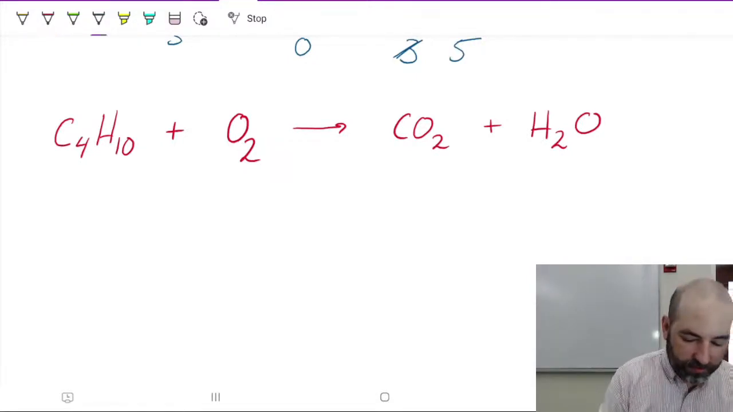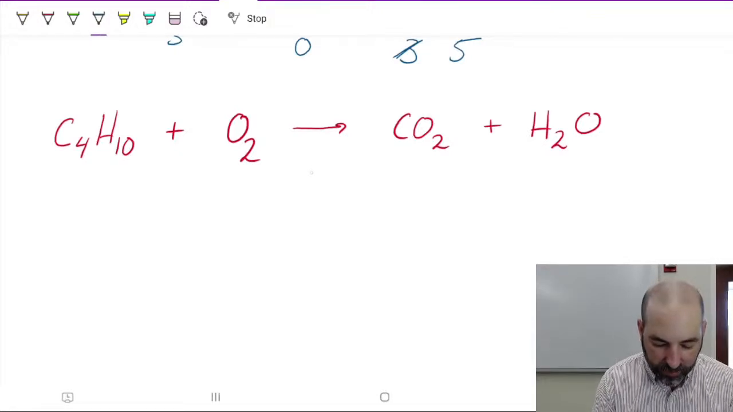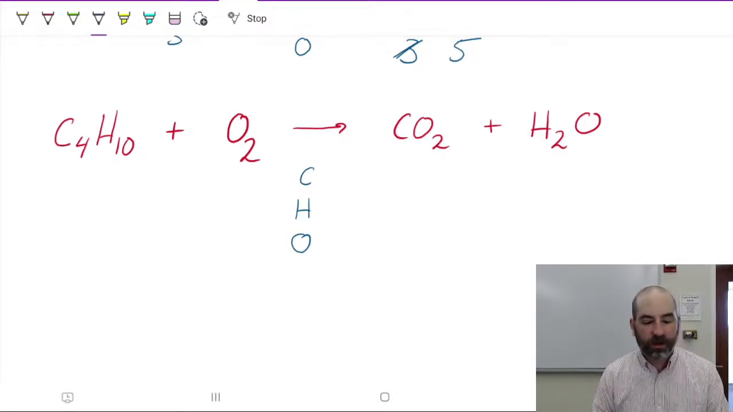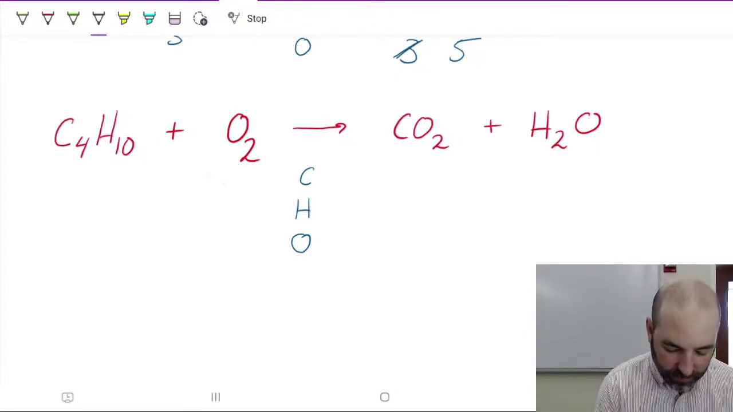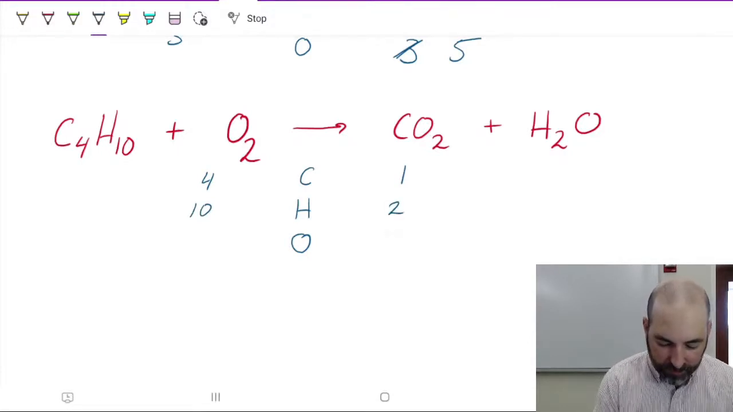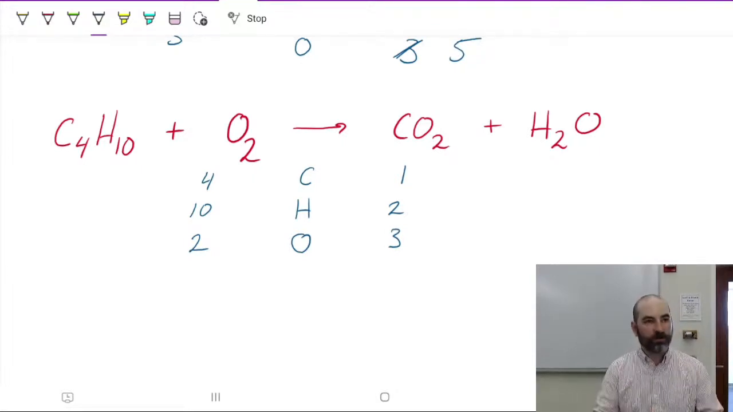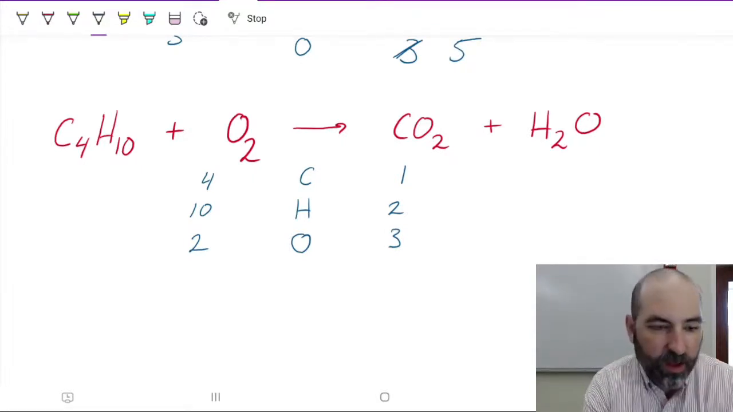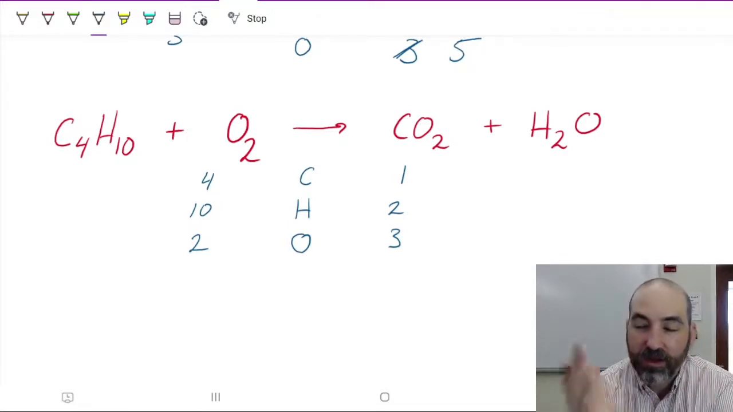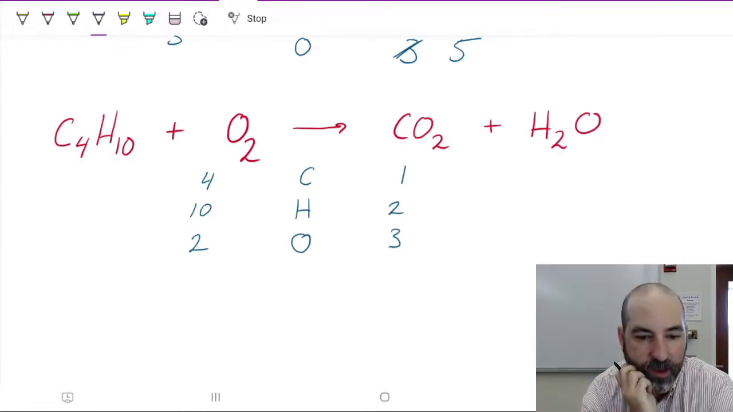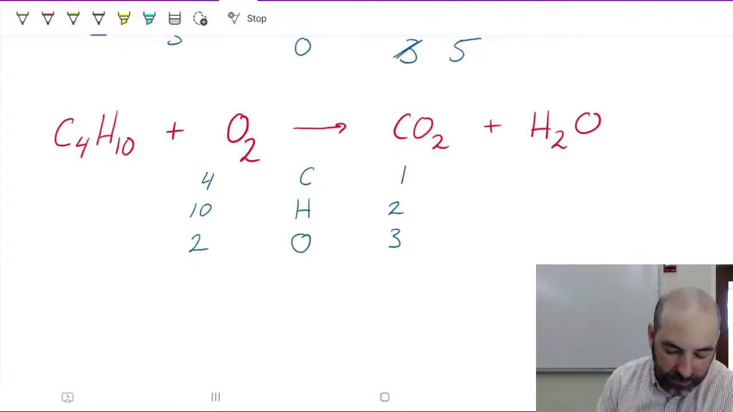And we're going to go through the exact same procedure. So we write down our 3 atoms that are in this equation, C, H and O, and we add up how many of each one there is. So there's 4 carbons on the left and 1 on the right. For hydrogen, there's 10 on the left and 2 on the right. For oxygen, there's 2 on the left and 3 on the right, 3 total, because we're adding up all the compounds. So we're using the subscripts here. As we add coefficients, we're going to have to multiply the coefficient by the subscript to get the total number of atoms.